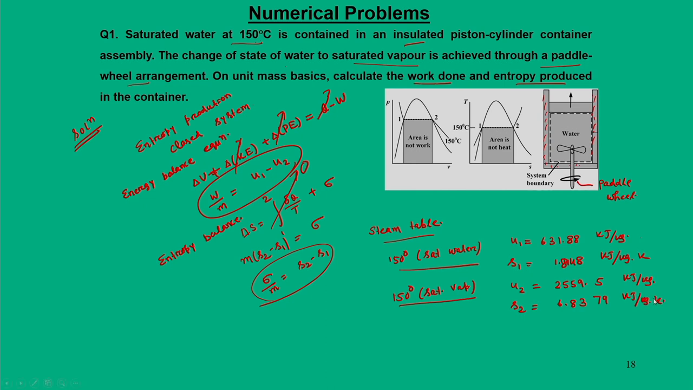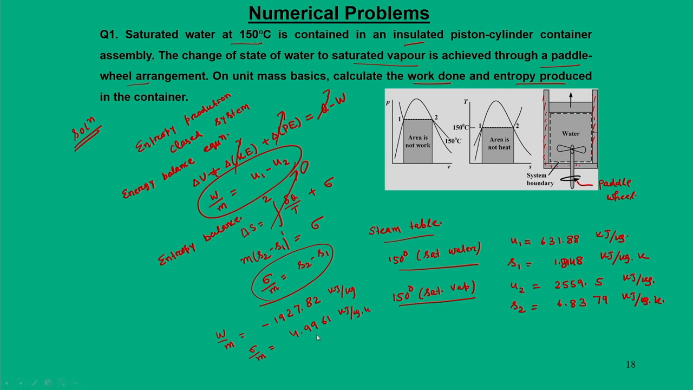So, from this we can now find out what W by m is equal to U1 minus U2, that is -1927.82 kilojoule per kg, and sigma by m is equal to 4.9961 kilojoule per kg Kelvin.